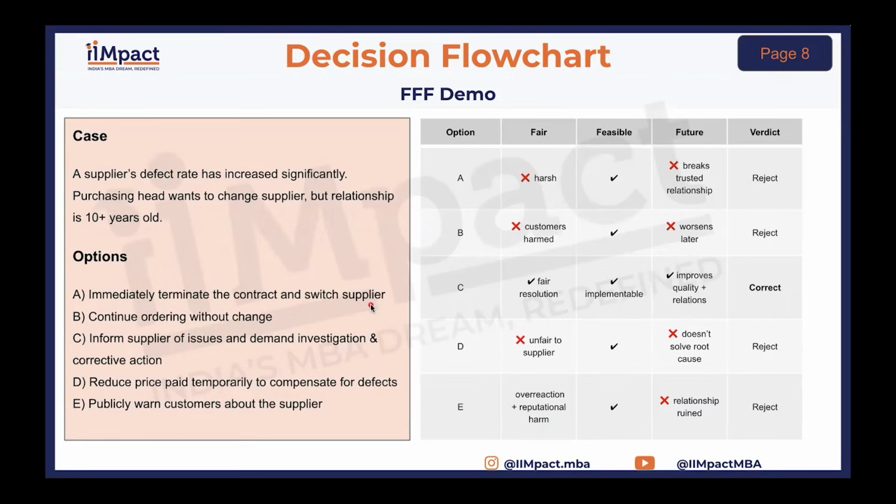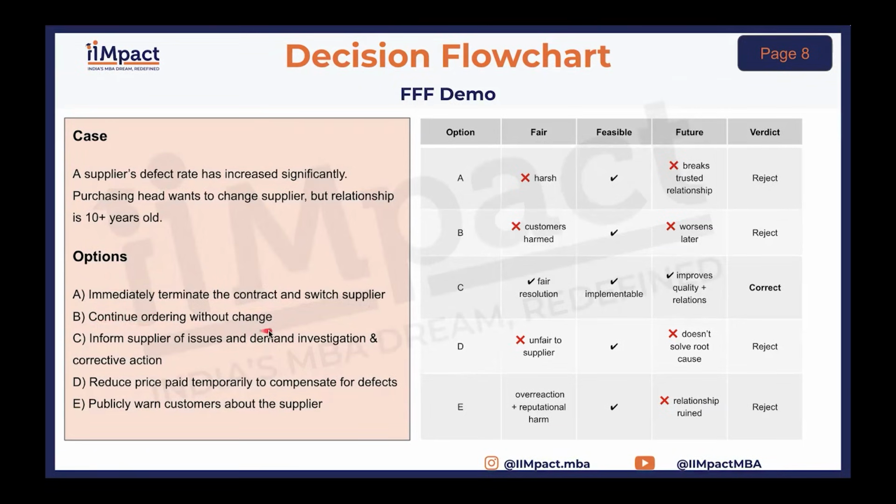Now, is this fair? The defect rate has increased significantly, but is it fair to the supplier that you immediately terminate the contract without an opportunity to improve, without any prior notice to the supplier? So generally these harsh options, these blown out of proportions extreme options generally fail the fairness filter. So immediately terminating the contract and switching the supplier, it's not a viable option.